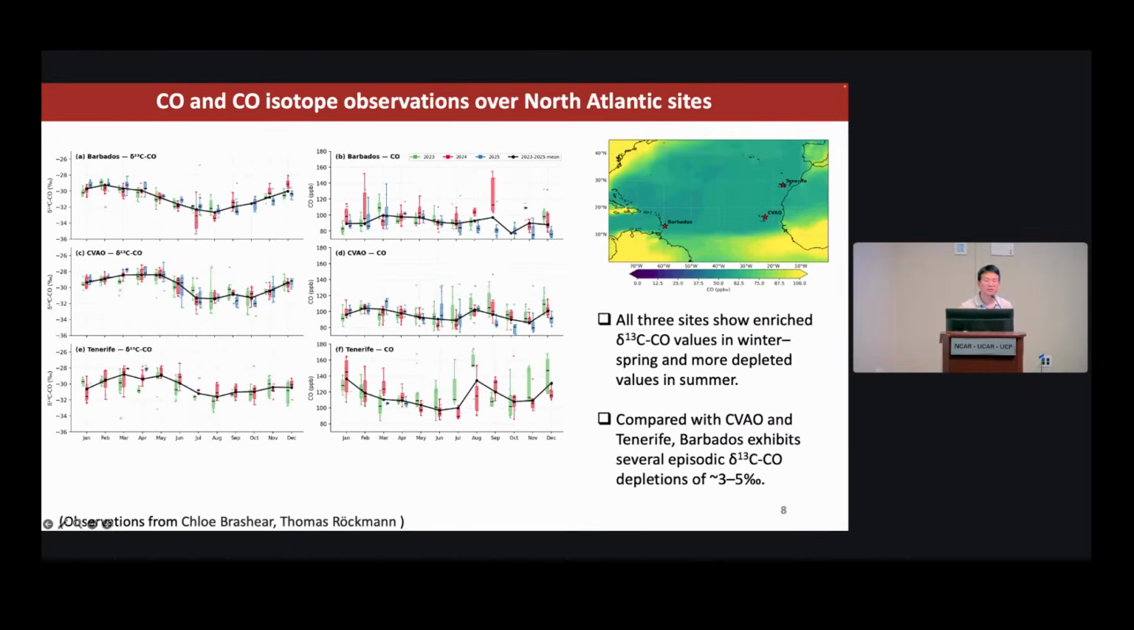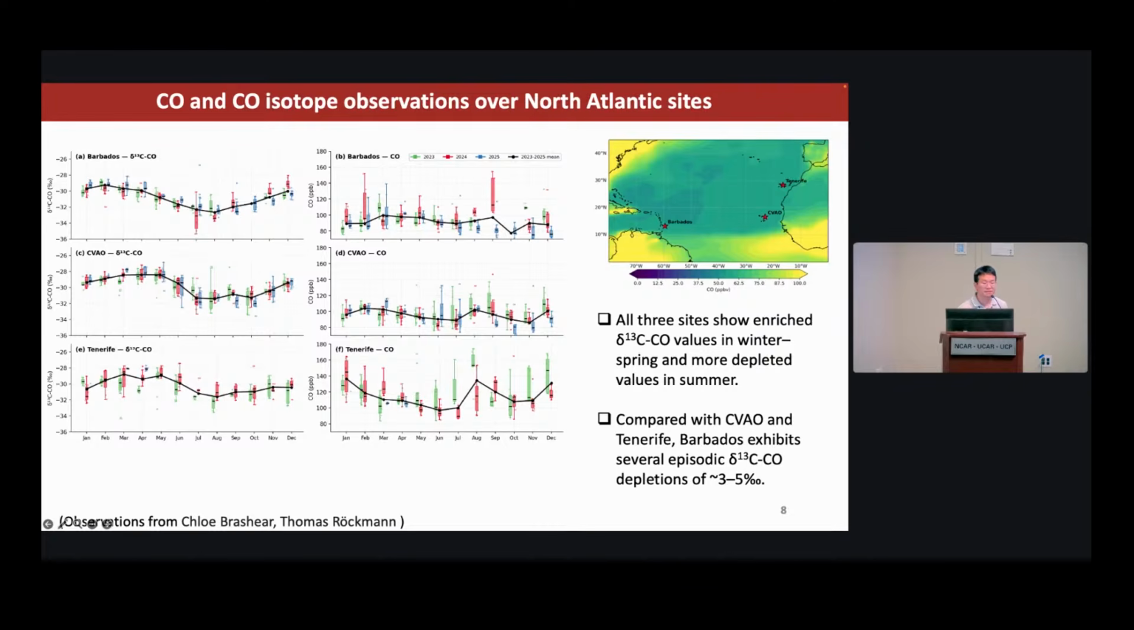We also have some new observations thanks to Chloe and Thomas, where they collect the CO and the CO isotopes at Barbados and also Cape Verde and Tenerife. They have more data, but here I only show these 3 sites at North Atlantic. So here different color in the plot is for different year, and the black line shows the 3-year monthly mean. So here the left column shows the CO isotopes from the 3 sites.